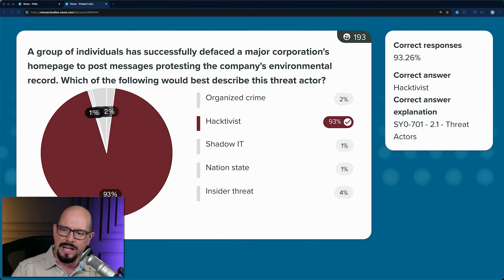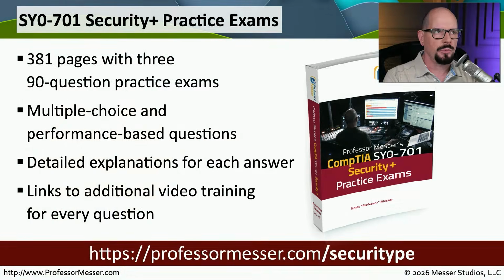Well, we've done a lot of new questions in our study group today, but I'd like to give you a different kind of question, one that comes directly from my practice exams book.